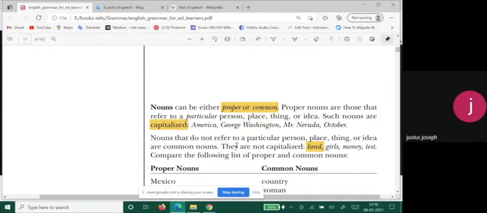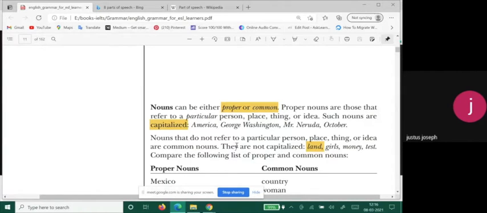Proper nouns are nothing but names. Okay. So with proper nouns, there is just one rule: it should start with a capital letter. So just under that, write capital letter.